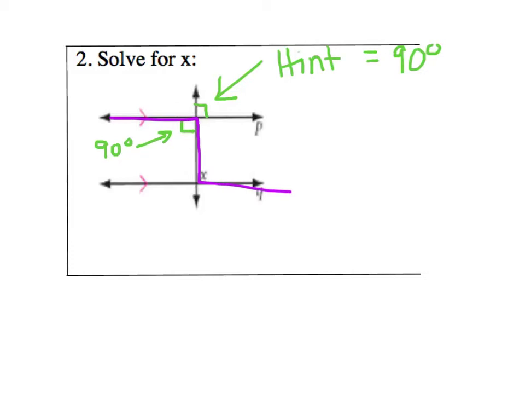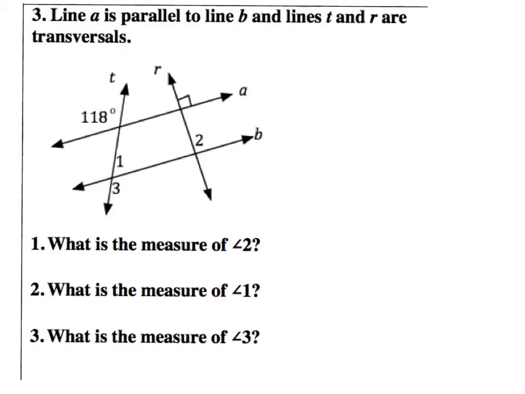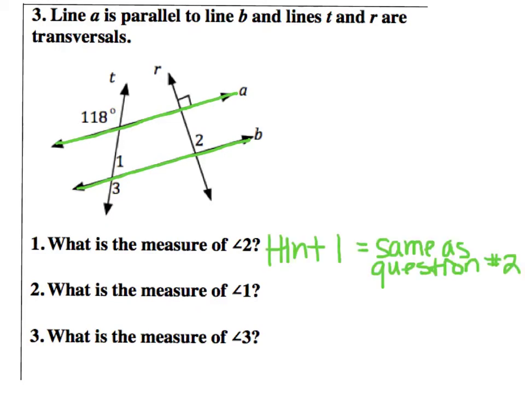Ready, pause. All right, question 3. Line A is parallel to line B, and lines T and R are transversals. I'd like you to pause the video, try and solve this on your own, and hit play if you need a hint. Ready, pause. Here's your first hint. The answer to number 1, this problem is exactly the same as problem number 2. Pause the video, keep going.